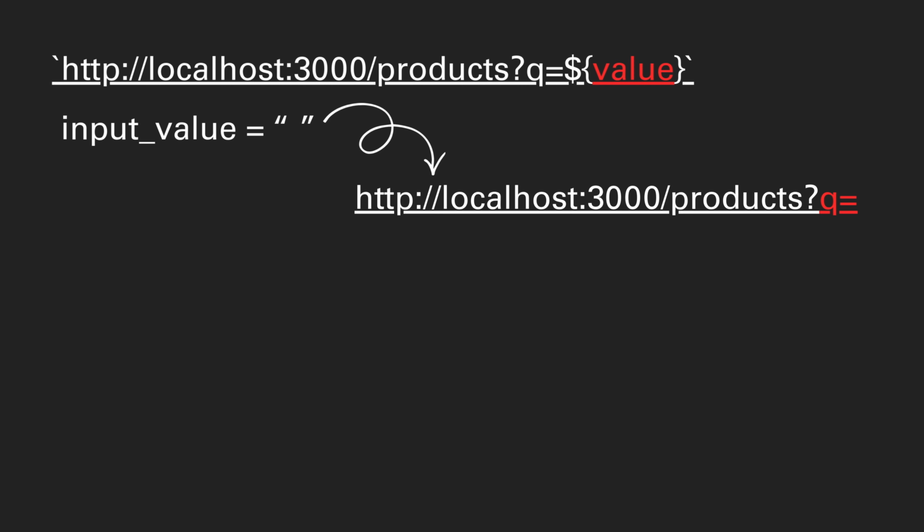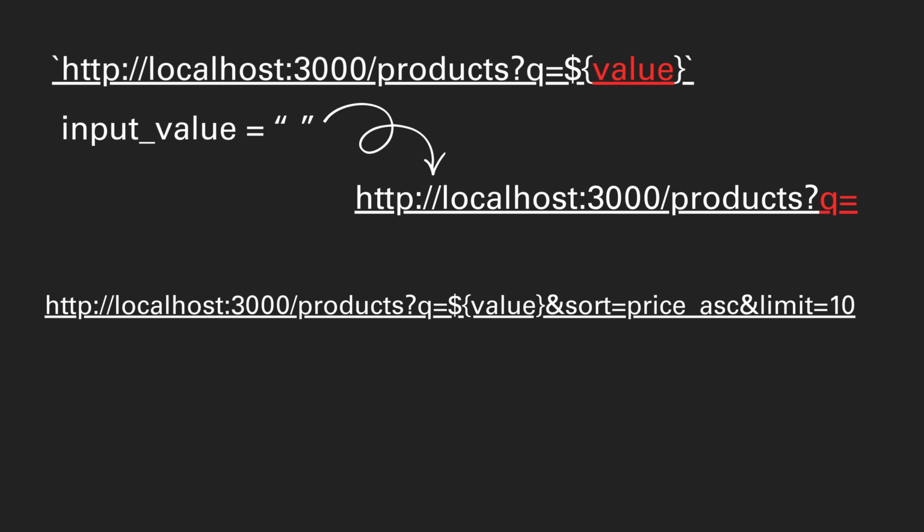Now, you might be wondering why not just directly pass the value in the URL like q is equal to value. The reason is very simple. If we do that, then when the input is empty, the URL will still contain something like q is equal to, and that doesn't look clean. We want our URL to be meaningful and clean. So instead, we only add the q parameter when there is an actual value, and if it's empty, we remove it completely.